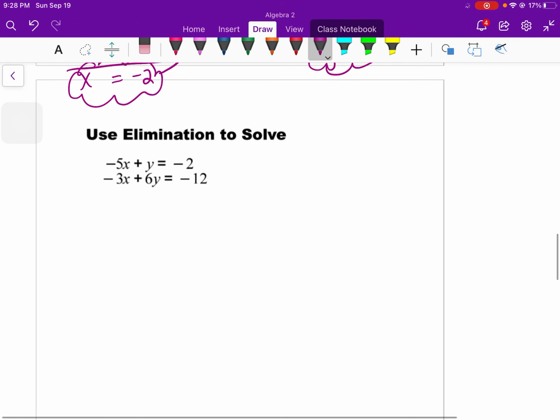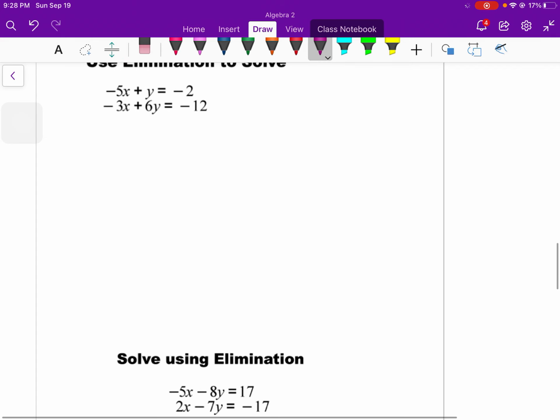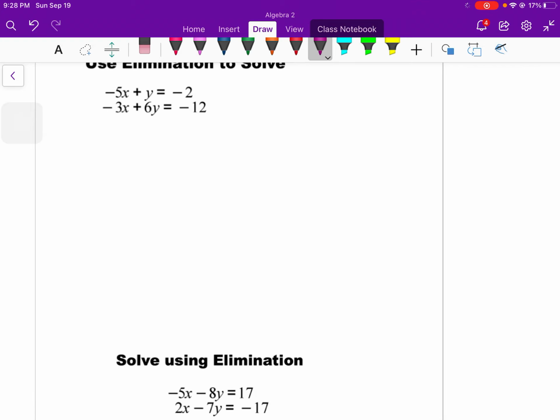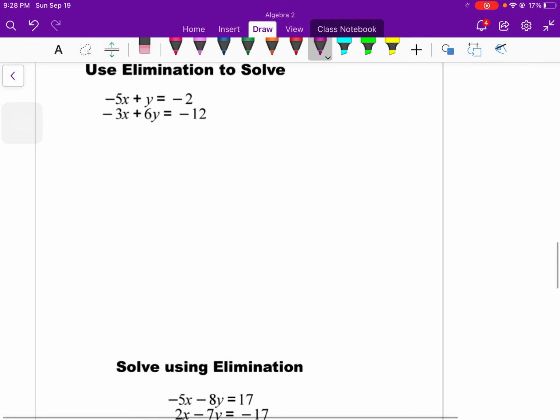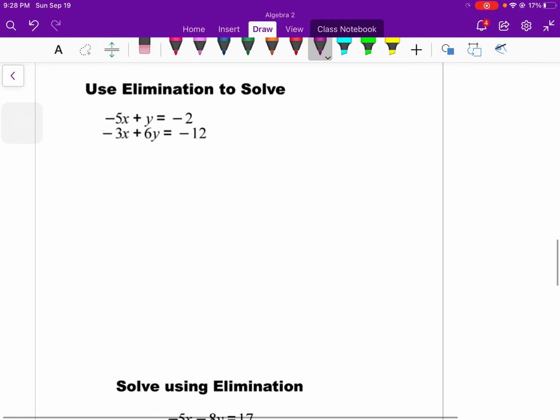All right, I'll do one more. Solve using elimination. Let's see. Okay, so let's say we're going to eliminate the x's. I have a 5 and a 3. The lowest common multiple they have in common is 15. So I'm going to need one of those x's to be positive 15x and one to be negative 15x.